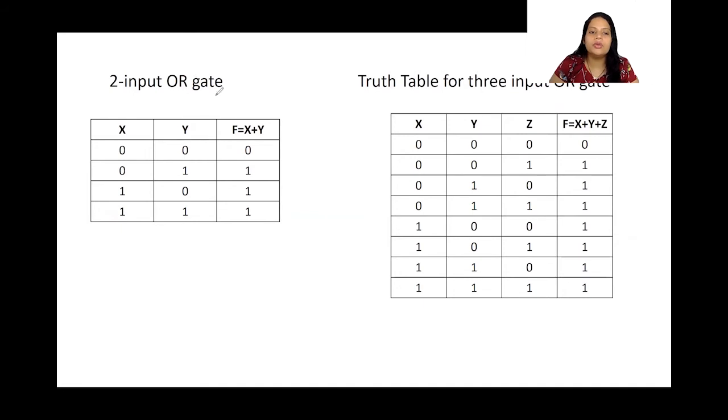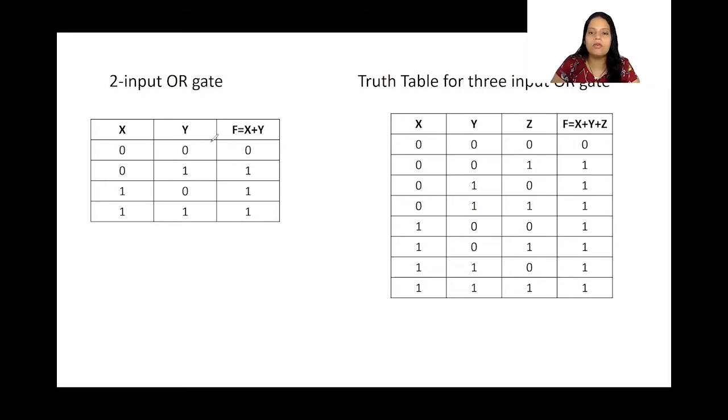So we have here 2 input OR gate and we have 3 input OR gate. So in a 2 input OR gate, what is going to happen is we are going to take 2 variables. So this can go on. Okay, so it is not that it has to be 2, 3. It can be 4, 5, 6, etc. But we are going to see only 2 and 3. Rest you can try yourself.